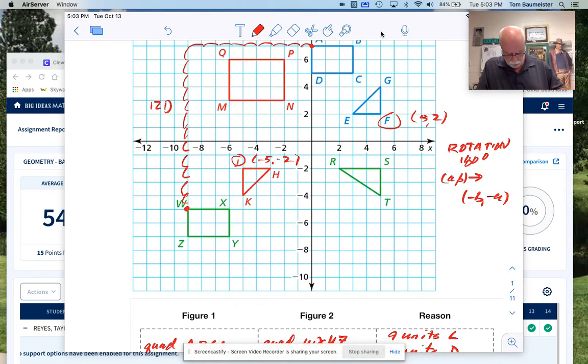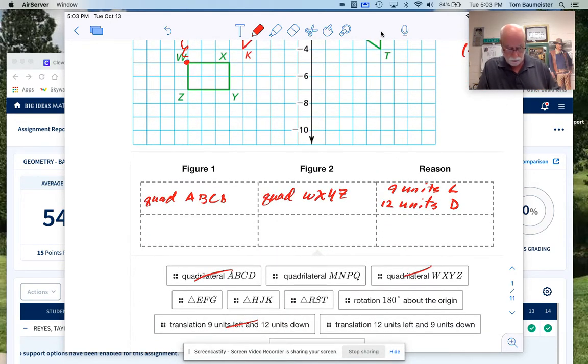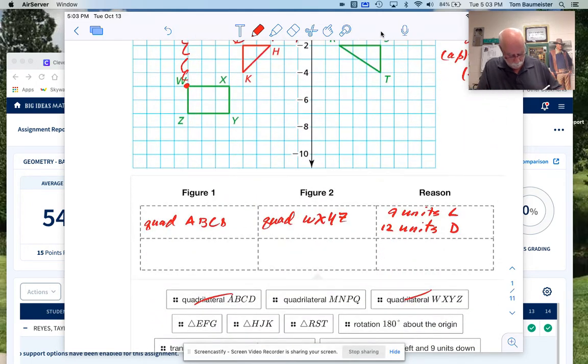All right. So since that's what that one did, we're going to say triangle, and I started with EFG. And figure 2 is triangle HJK. And we just said a rotation of 180 degrees about the origin. And I'm not going to write all that down for you. So there we go. Number 1 done. Okay.